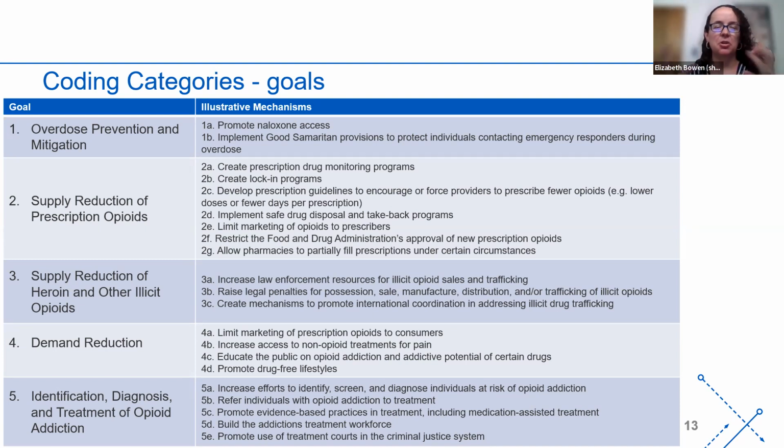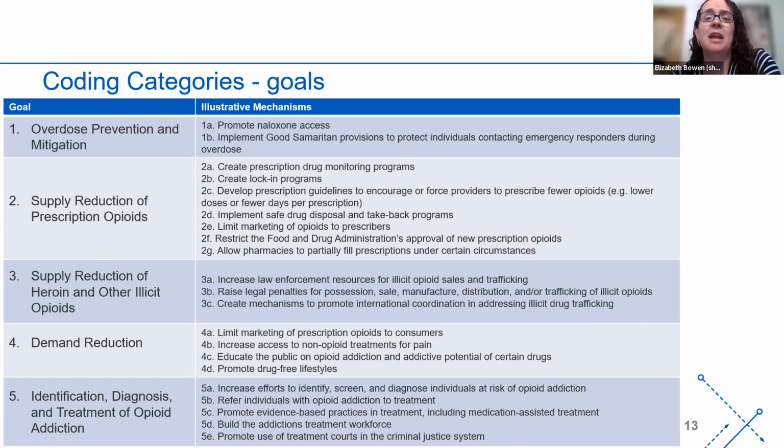And then what we did was group the mechanisms into some bigger buckets. And that's what we use for coding. So this left column, the goals, that's what we were coding. It was a little bit too much detail to try to code these very specific mechanisms. So what we were recording was, what bucket do the goals of any particular policy fall into? Some examples of those bigger goals or bigger buckets are things like overdose prevention or mitigating the effects of overdose, supply reduction of prescription opioids.